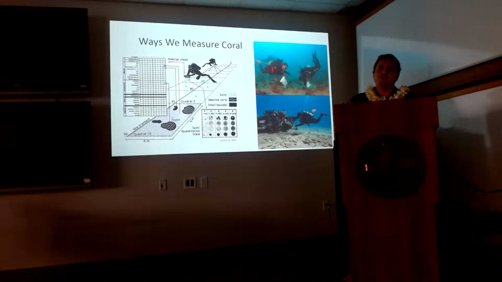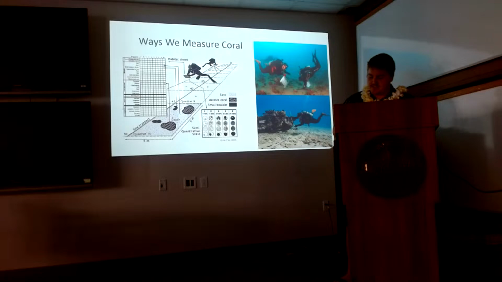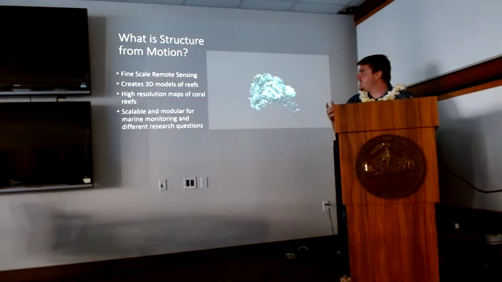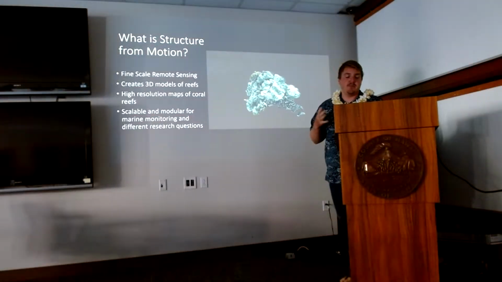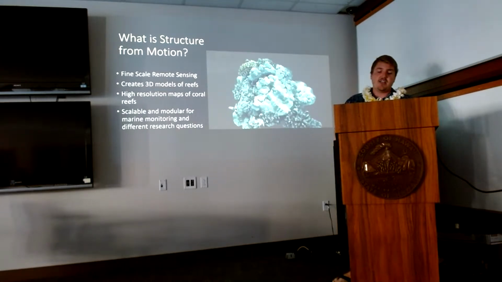And so one of the ways that we try to complement these types of surveys and adapt these types of methodologies to be able to scale what we can say about coral reefs, and to scale seeing how reefs change over time, is the survey that I'll be talking about today, which is called structure from motion. Structure from motion is a type of fine scale remote sensing.